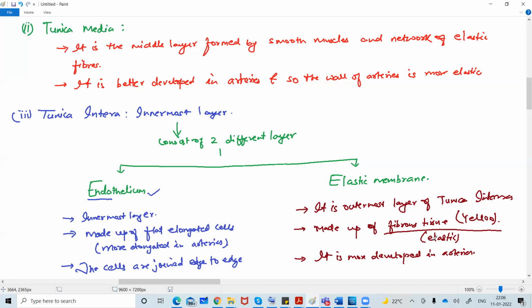So we must have all these expanding properties, or you can say extension property, in the arteries so that they can expand and contract on the demand of the blood flow, right? Okay.